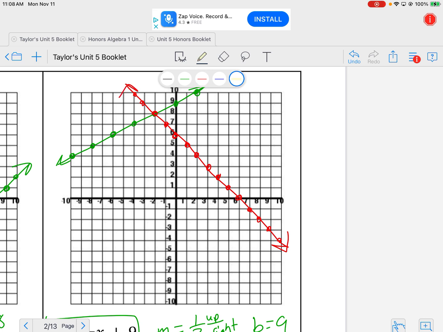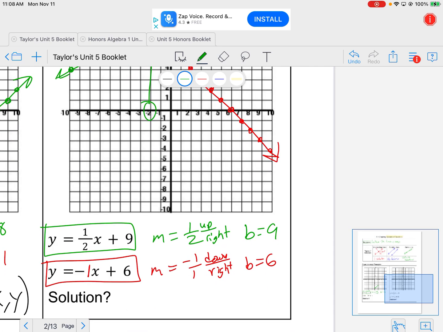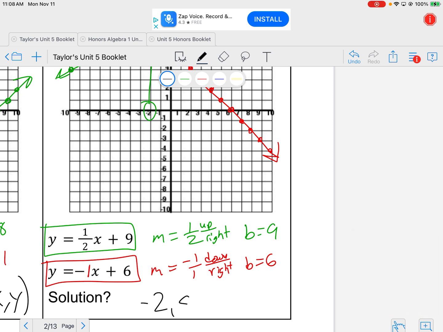So our solution is where they meet, and they meet at that point right there. I'm going to trace it down to the x-axis, and then the y-axis. So our solution is -2, 8. And again, it's always x, y, and we always write it as a point.